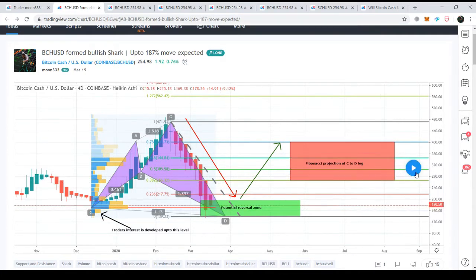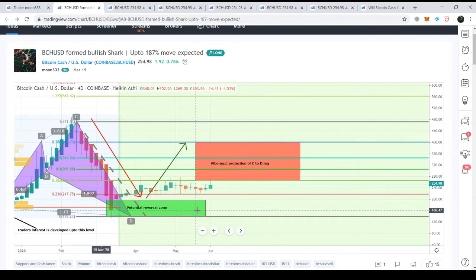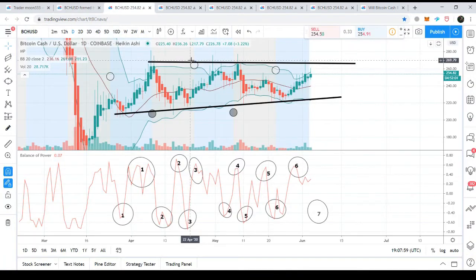D leg. Now I'm playing this chart, and you can see how perfectly this chart has been driven as per prediction, and we can see that the price action has so far produced more than 56% bullish rally. But I'm expecting more. I will show you how it can produce a more powerful bullish rally in the future as well. First of all, after that previous bullish shark pattern, I just want to show you this move of Bitcoin Cash, that it is moving within a wedge.